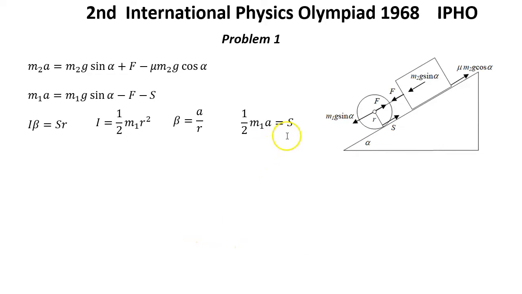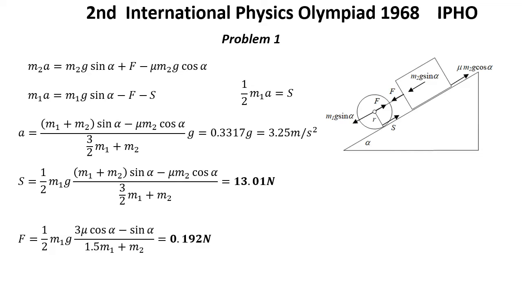And now we can put this expression for S into the second equation, and we have this one. Now we have the first equation and this equation, and we can exclude force F, just by adding these two equations. Finally, solving all these three equations, we can find that acceleration equal this expression, which is about 3.25 meters per second square.